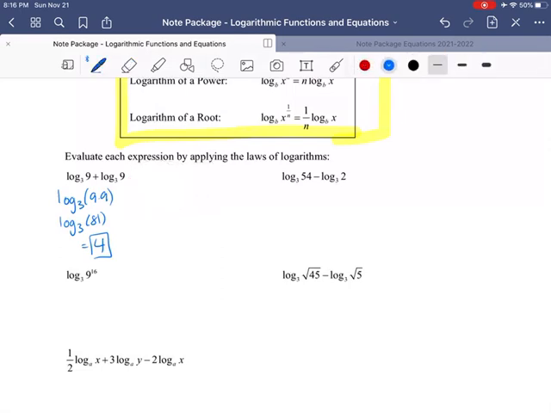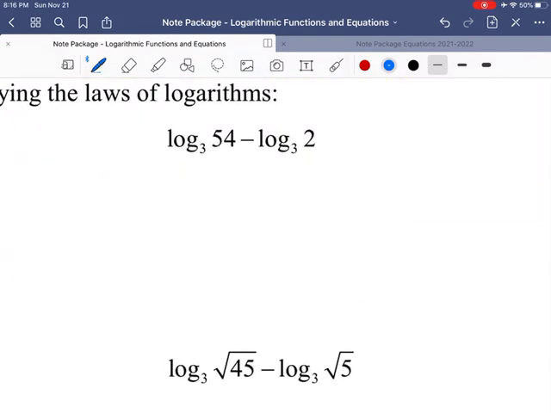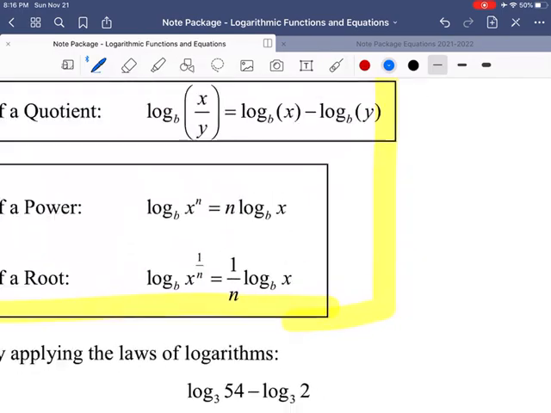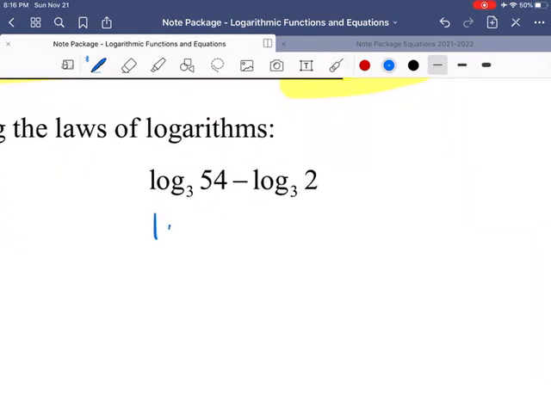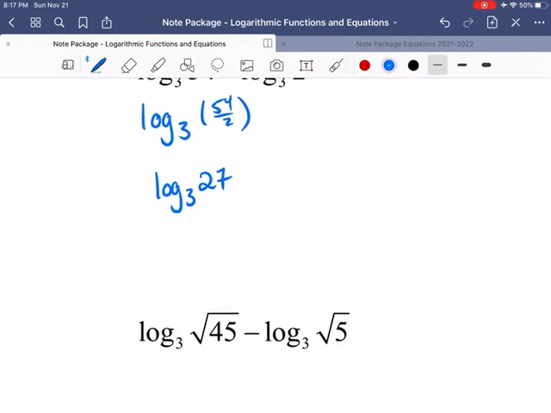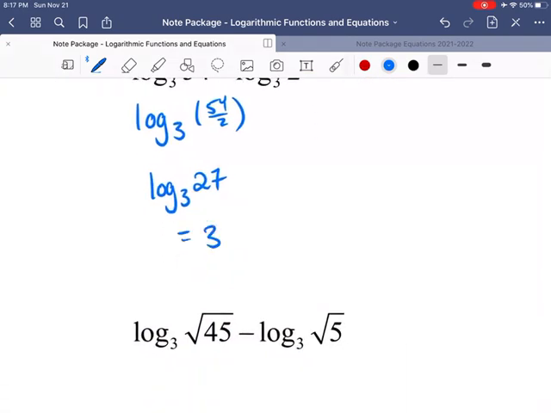The second one here on the right, log 3 of 54 minus log 3 of 2. This is the logarithm of a quotient, so we will divide. So 54 divided by 2 gives us log 3 of 27, and we can actually evaluate that right to 3.